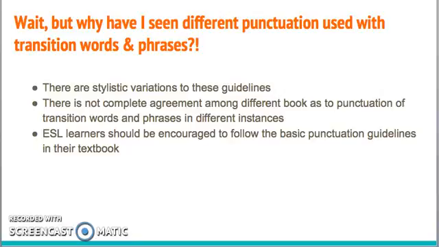Why have you all seen different punctuation used with transition words and phrases? Well, there are stylistic variations to these guidelines, and there's no complete agreement among different books. So, ESL learners should be encouraged to follow the basic punctuation guidelines in their textbook and try not to confuse them with tons of different rules.